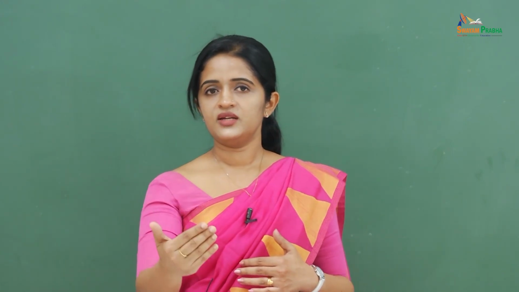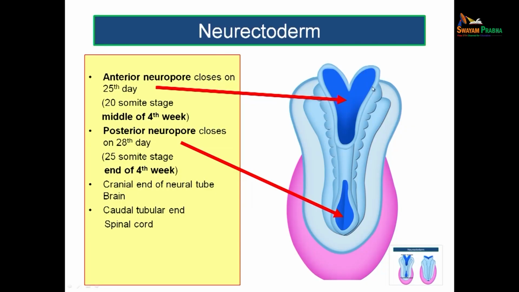Now what are the derivatives of the entire neural tube? As you look at the neural tube from the cranial end to the caudal end, what are the derivatives? The cranial end will give rise to brain vesicles and the future brain, and the caudal end, which is like a tail, will give rise to the formation of the spinal cord.